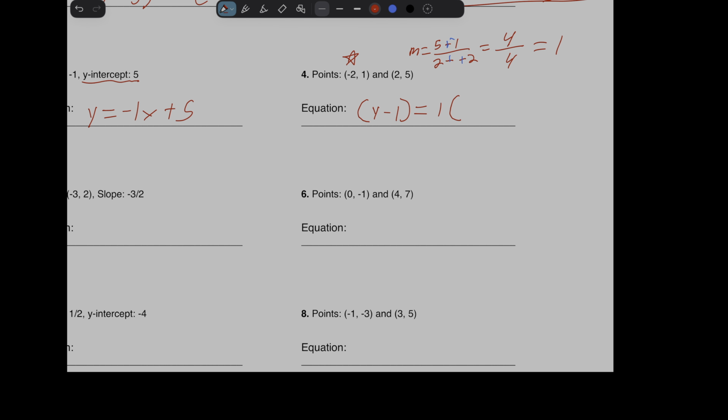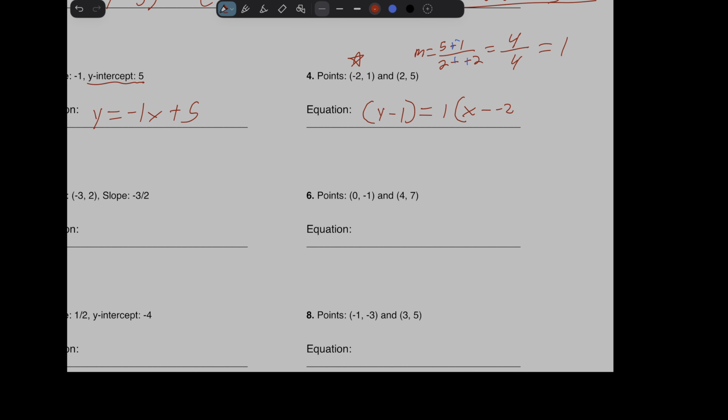Now, this one's a little bit weird. I want to go x minus a negative 2. Okay, so remember, that minus sign has nothing to do with the number. So it's minus a negative 2. And what's minus a negative? Well, minus a negative is a positive. So it's kind of the opposite.